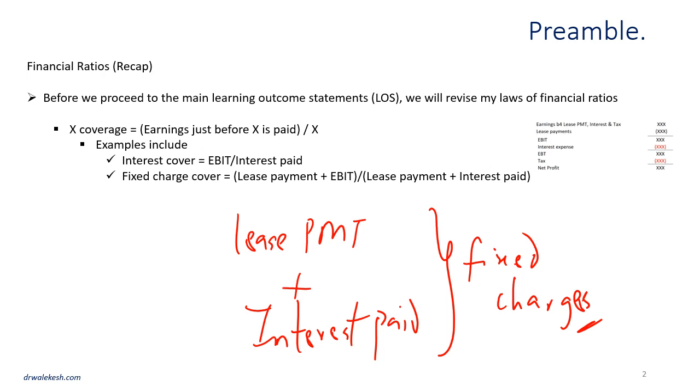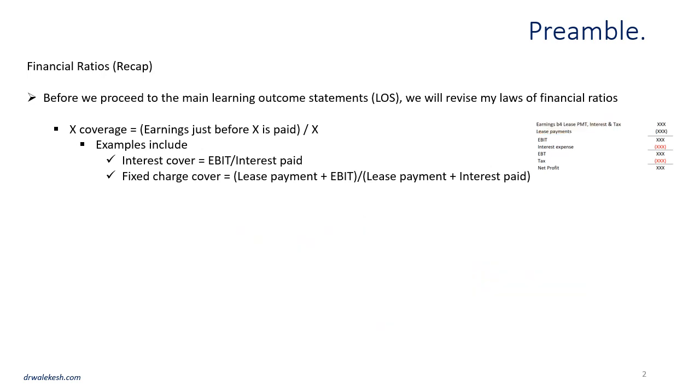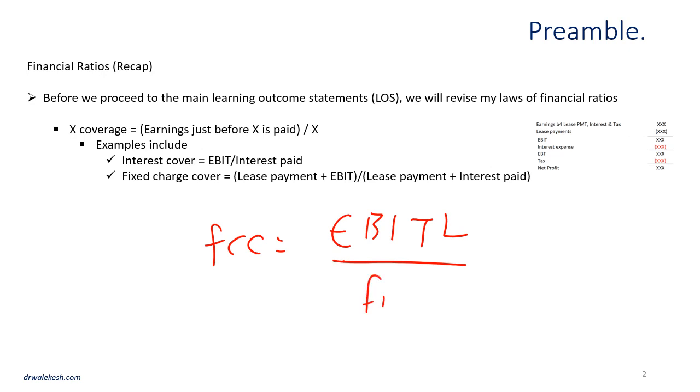If you look at it, lease payment is somewhere here, and we can call this earnings before lease payment, interest, and tax. So what we have just before lease payment is earnings before lease payment, interest, and tax. Technically speaking, if you want to cover these fixed charges, fixed charge coverage will be earnings before interest, tax, and lease payments all over the fixed charges. And we know the two fixed charges already. So to break this down, that's this here.